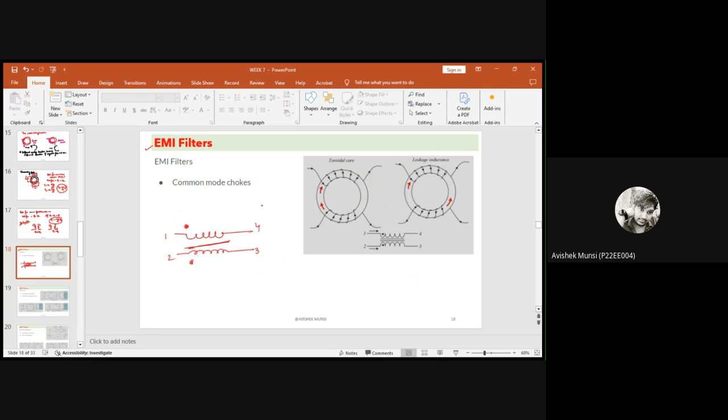So what is the function of this common mode choke? Basically, common mode currents are going to be attenuated or reduced in a simplified way, significantly, because of common mode chokes.